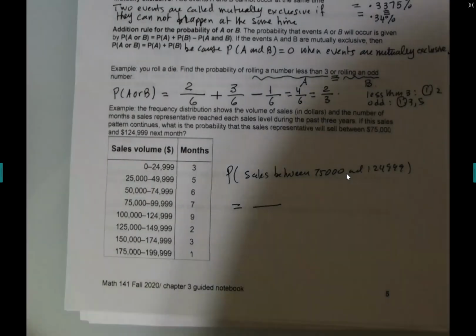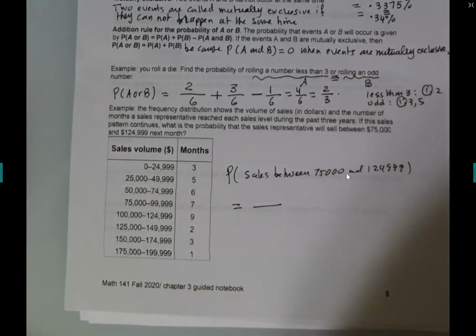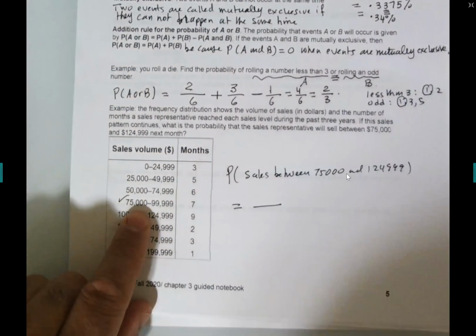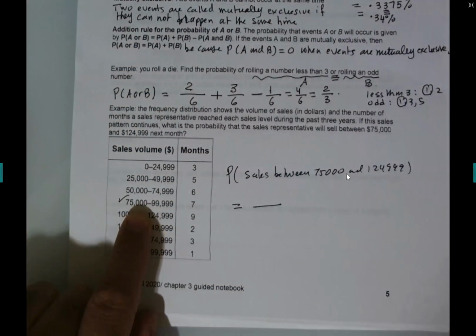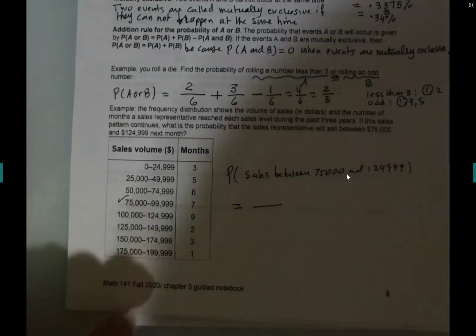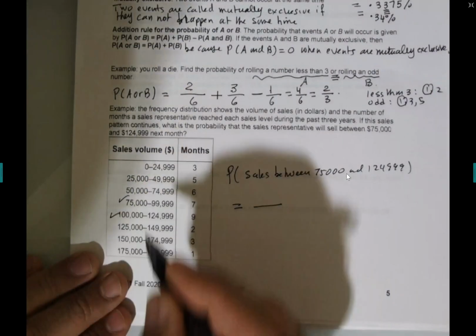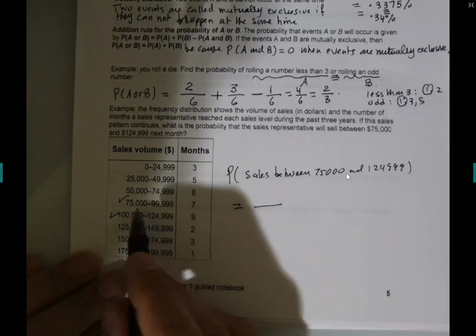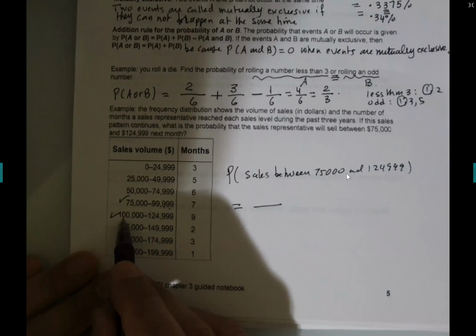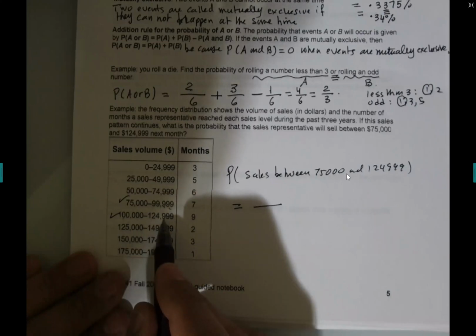You guys agree with me that it could be this? Would that work for the salesperson? We want him to do more than 75,000, but less than 124,999. So it will be either this one or the next one. He can't do both at the same time. So you either make sales up to 100,000, or you can make sales from 100,000 to 124,999.